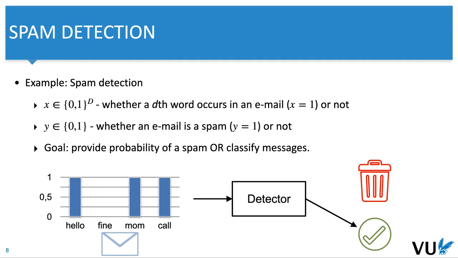And now how can we proceed? We can of course gather a lot of emails. We can manually assign whether each is spam or a proper message. And then of course we train a model that takes this message represented by a bag of words and learns this mapping through the log likelihood function.